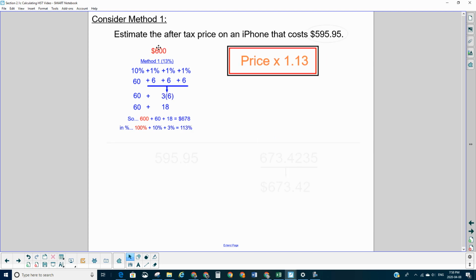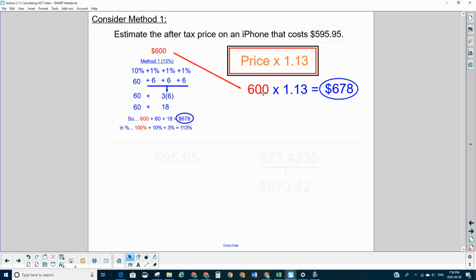Let's test this on our estimate. So if the price of the thing was $600, according to method 1, we would estimate 678. Let's use this formula: 600 times 1.13. I'll give you a second to punch that in your calculator. 600 times 1.13. And you'll see the answer is 678, which is exactly the same as what we estimated in method 1. But of course, this is just an estimate because we used the price of $600.